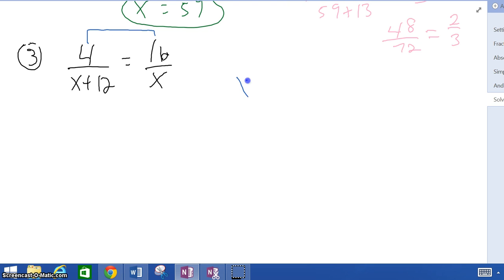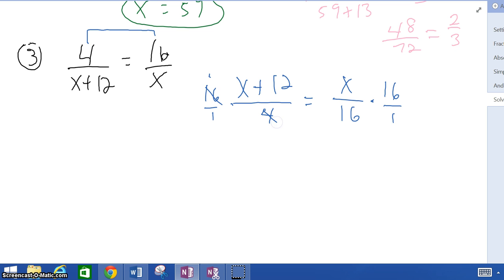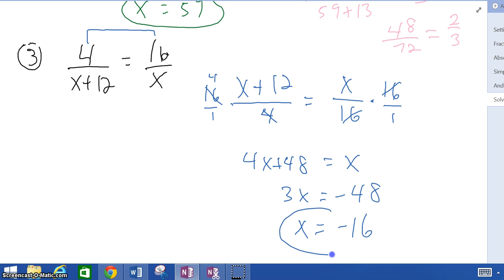But I know that if I multiply by 16 over 1, all of a sudden, my life becomes easier. Then I know that 3x equals negative 48. I move the 48 to the right side and the x to the left side. And then x is negative 16.